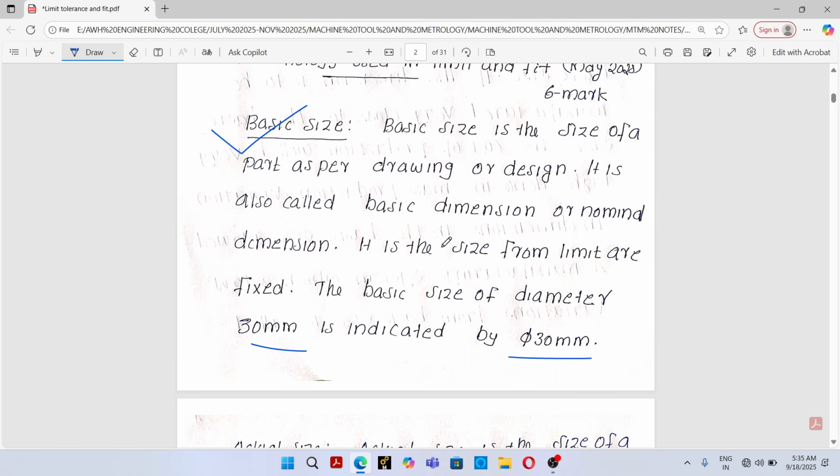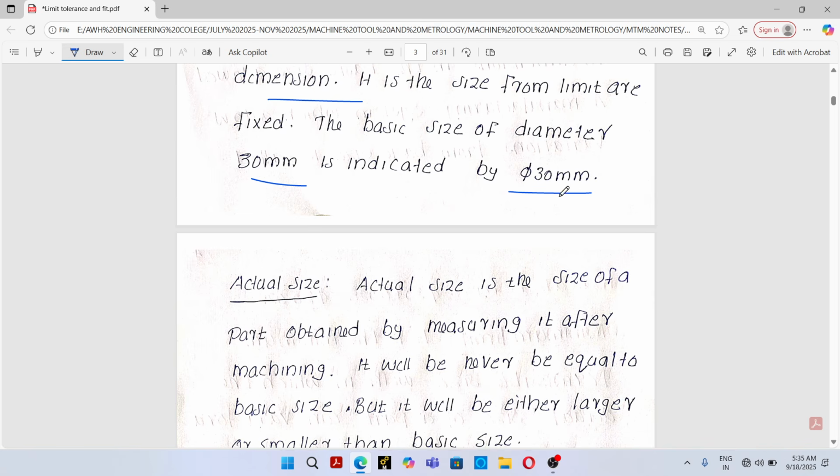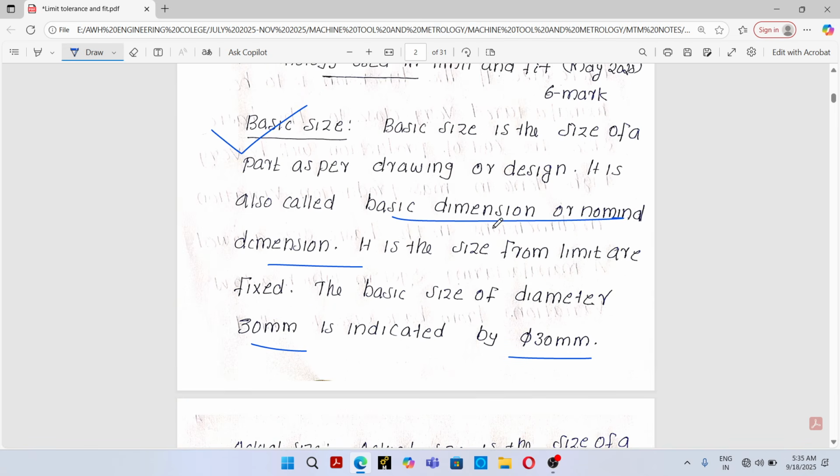So what is basic size? Basic size is the size of a part as per drawing or design. So the size of a part as per drawing or design is what we call basic size. Basic size is also called basic dimension or nominal dimension. And it is the size from which limits are fixed. So basic size of diameter 30 mm is indicated by 30 mm. So that is known as basic size.